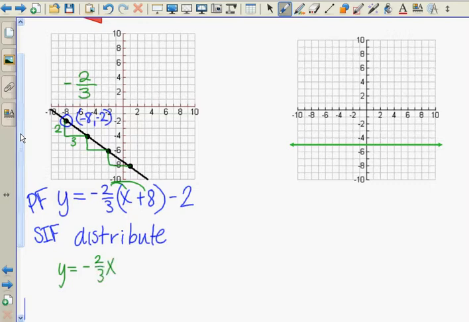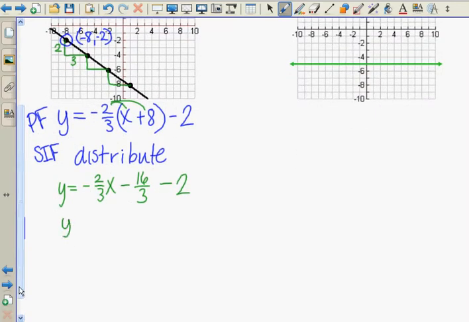So I would get y equals -2/3 x. I don't know how you feel about fractions, but you should at least have a calculator. That would be telling me, let's see, 2 times 8 is 16, so -16/3. And then I still have my -2 at the end. And then I can combine those like terms. Again, not sure how you feel about fractions, but you should have a calculator.